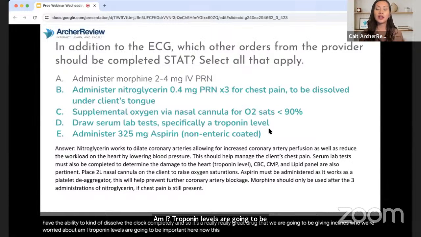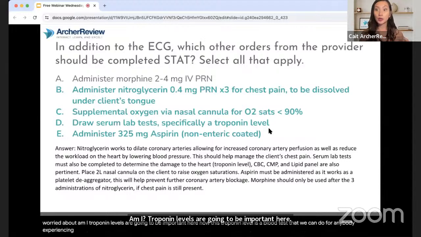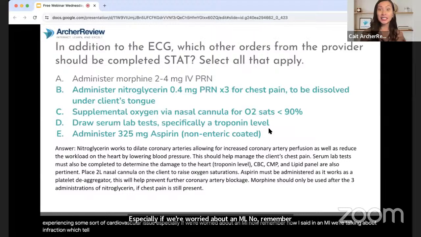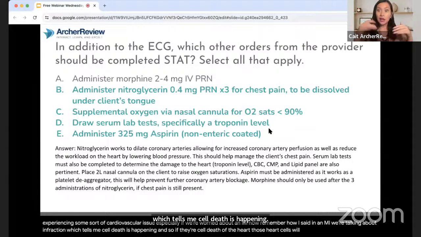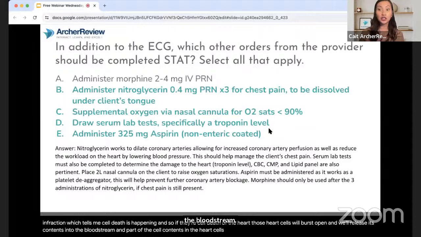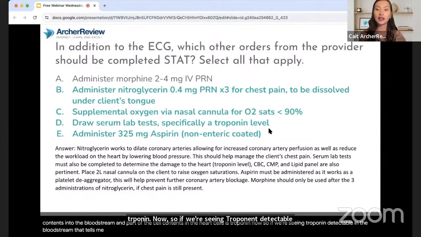Now, this troponin level is a blood test that we can do for anybody experiencing some sort of cardiovascular issue, especially if we're worried about an MI. Now, remember how I said in an MI, we're talking about infarction, which tells me cell death is happening. And so if there's cell death of the heart, those heart cells will burst open and will release its contents into the bloodstream. And part of the cell contents in the heart cells is troponin. Now, so if we're seeing troponin detectable in the bloodstream, that tells me cell death in the heart has been happening.